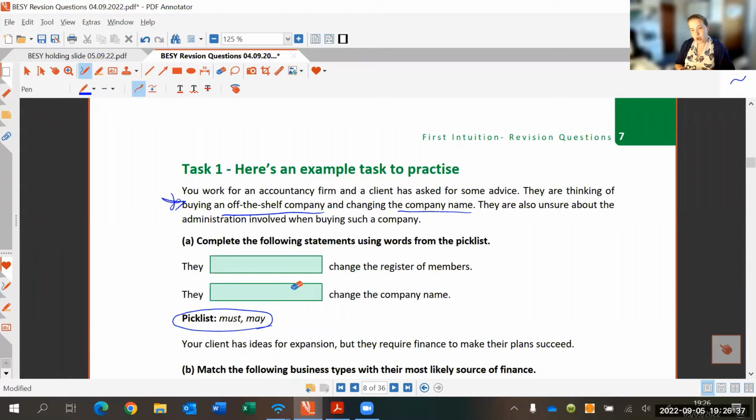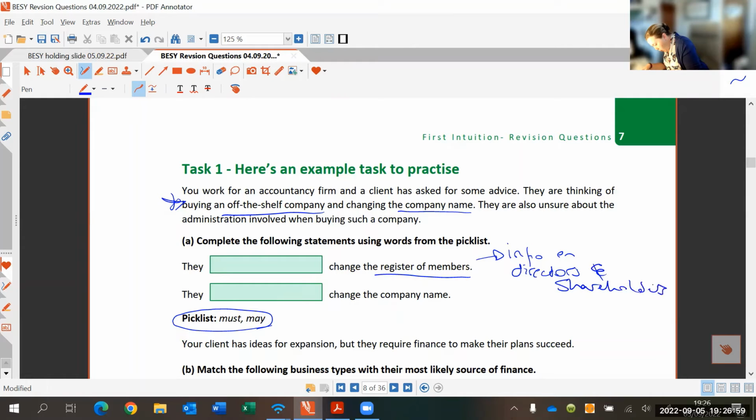Yeah, not sure. I know it's a bit daunting, this first question that we're getting to for this. The register of members, if we remember from our little notes before, that's the information on the directors and the shareholders. That's the stuff that goes to Companies House.